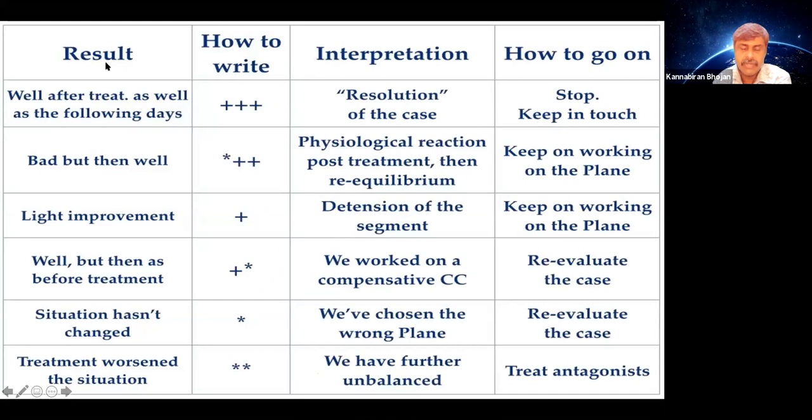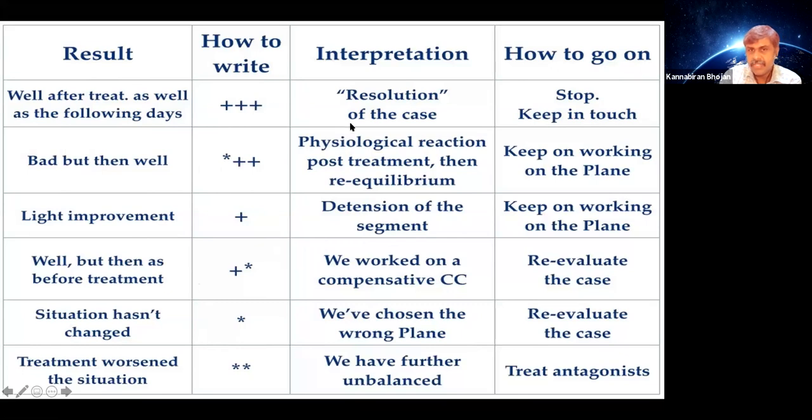So after the treatment, as I said already, using an applicator, the finger or the knuckle or the elbow, you try to treat, and then after the treatment, after following days, this is how they represent. When there is a triple plus, you say there is a resolution of the pain of the case particularly. Bad then well means earlier very bad, now better. Light improvement, and then before same as before, well, but now after treatment. You can see the different presentations here, how to write.